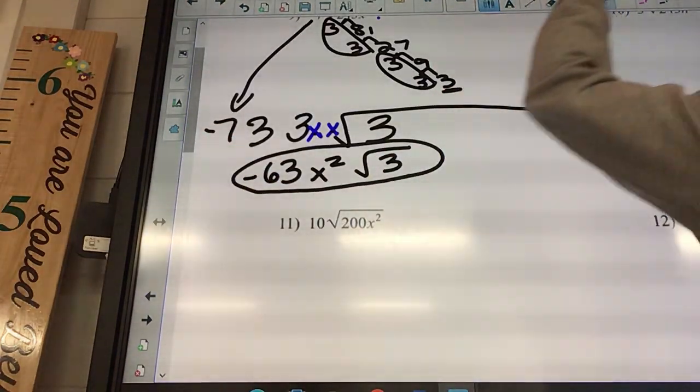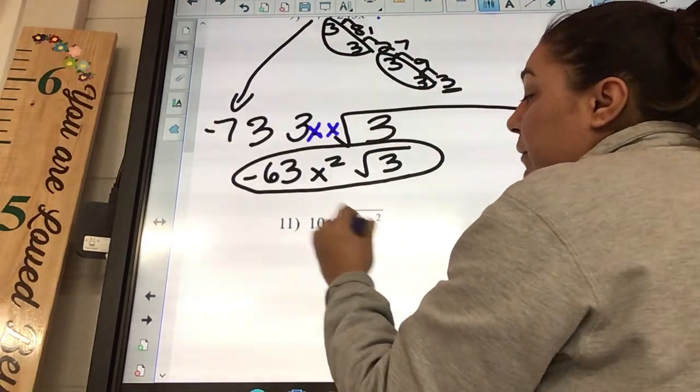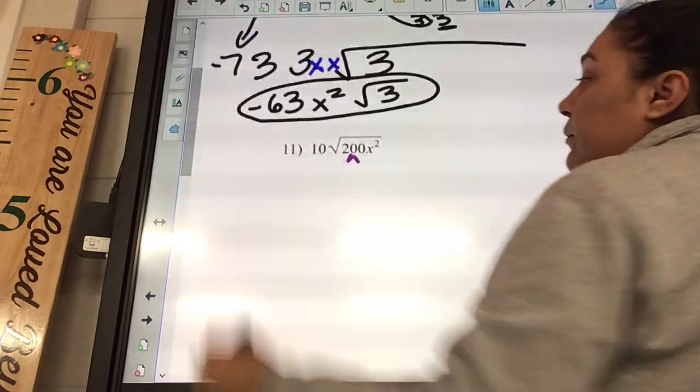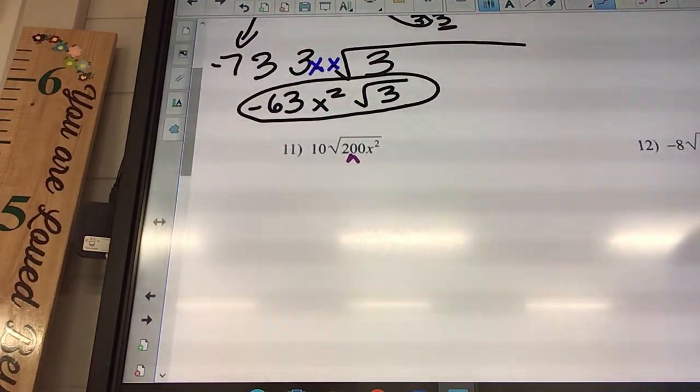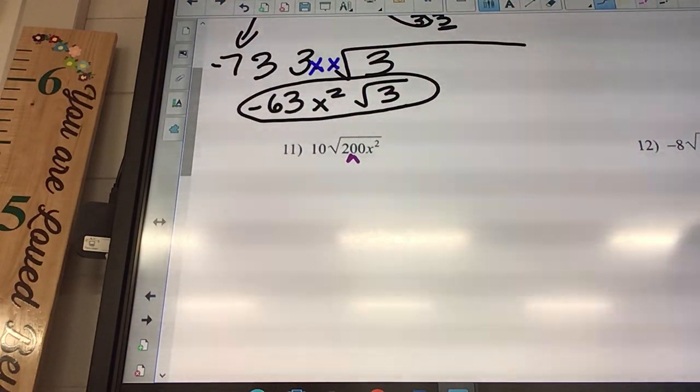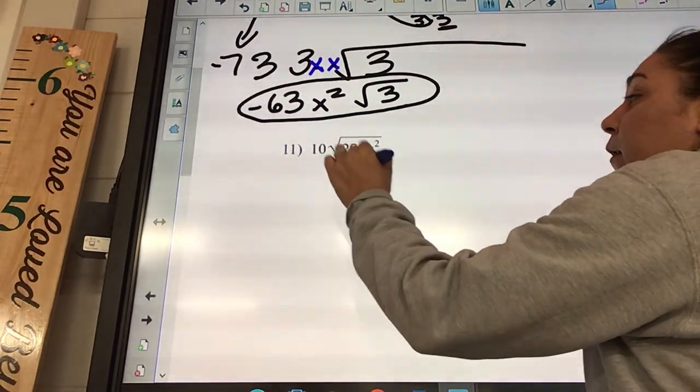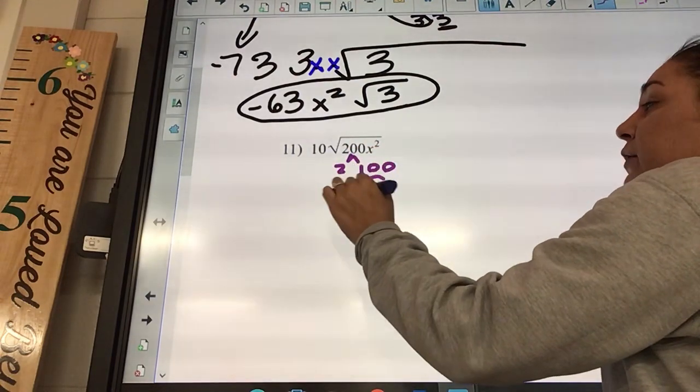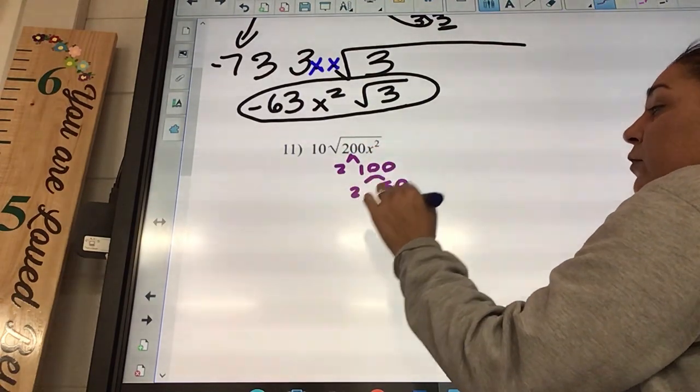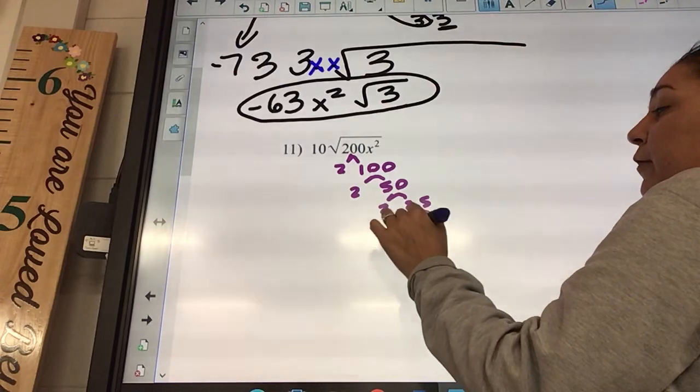If we look at 11, what are some factors of 200? 2 and what? 2 and 100. And then we got 2 and 50, 2 and 25, 5 and 5.